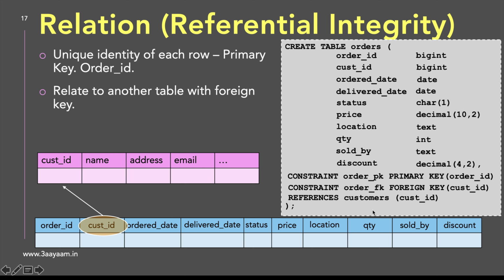So why do you have to mention this column name? Because you might decide to name this column as just ID instead of customer ID. So that's why you have to mention the column name also. And this is how we relate multiple tables.